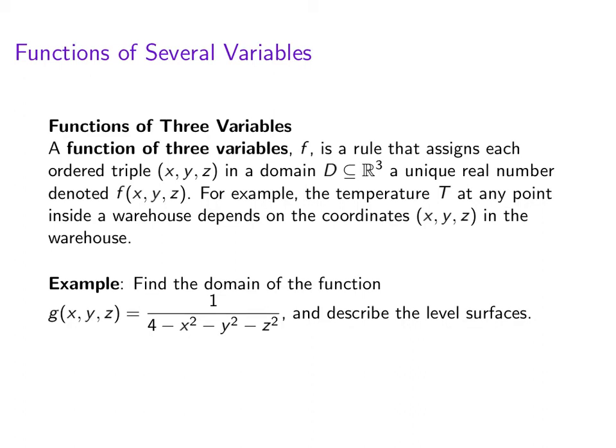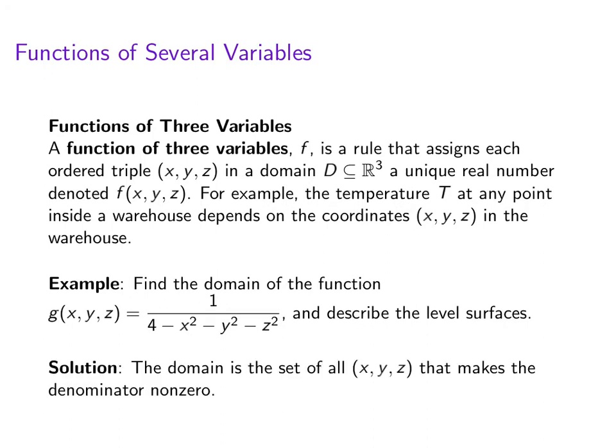All right, as an example of a function of three variables, let's find the domain of this function, g of x, y, z equals 1 over 4 minus x squared minus y squared minus z squared. And let's describe the level surfaces. So the domain is the set of all x, y, z that makes the denominator non-zero. Right? When you have a fraction, the denominator cannot be zero.